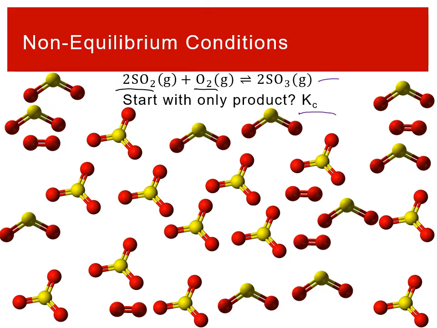The shifts to get there can be different because we can choose different starting points. Do we have more reactants or more products? In this case, we made a lot more SO2 and O2 because we didn't start with any of it, and we lost SO3.